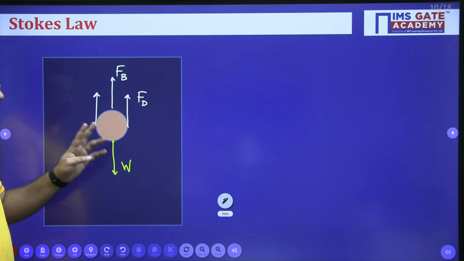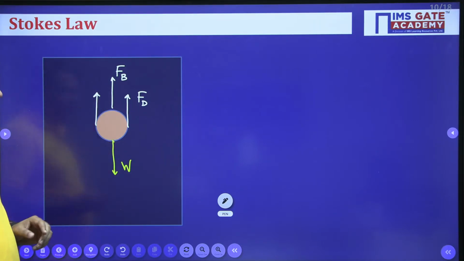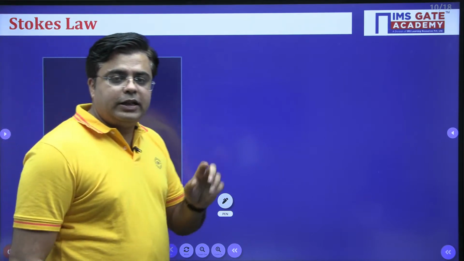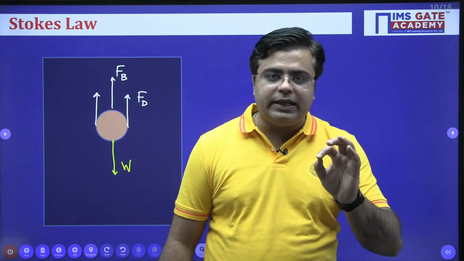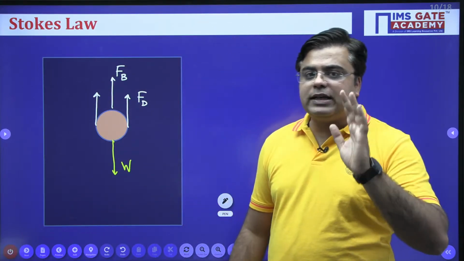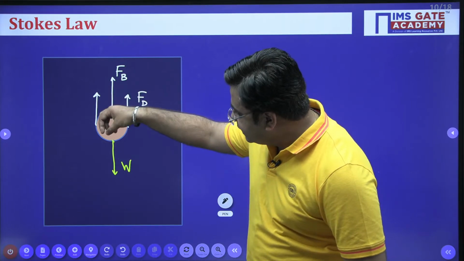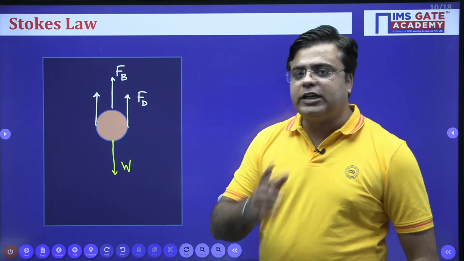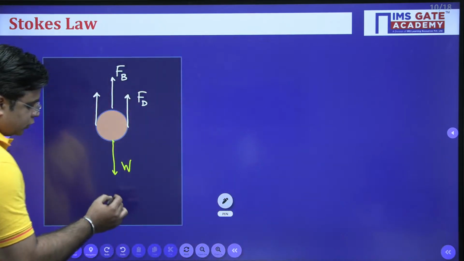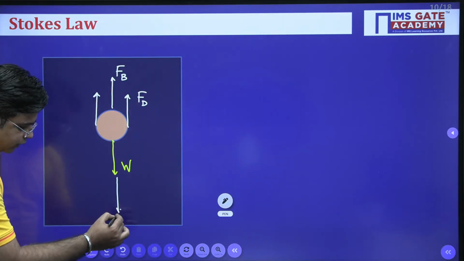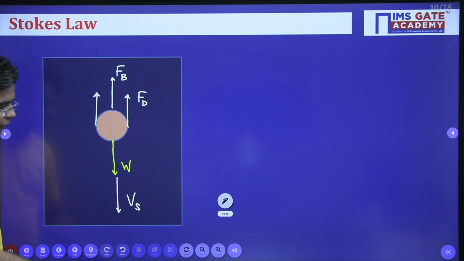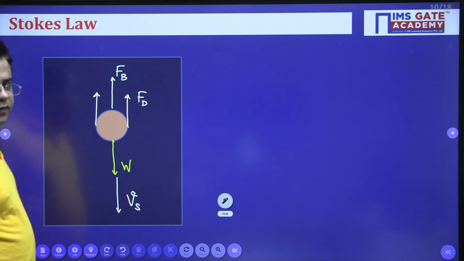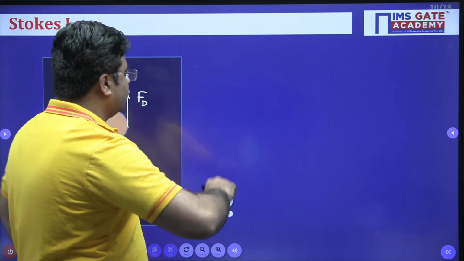So there are three major forces that are acting over this solid, and when these three forces are in equilibrium, the net acceleration of the particle will be zero, and if net acceleration of the particle is zero, this solid will settle with a constant velocity which is known as the settling velocity of the solid, v. So I'll write down all the forces.